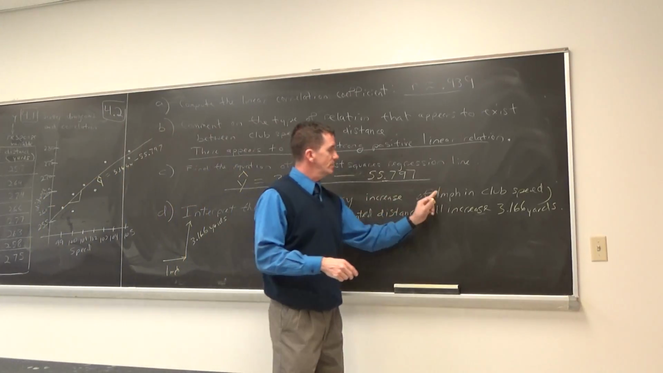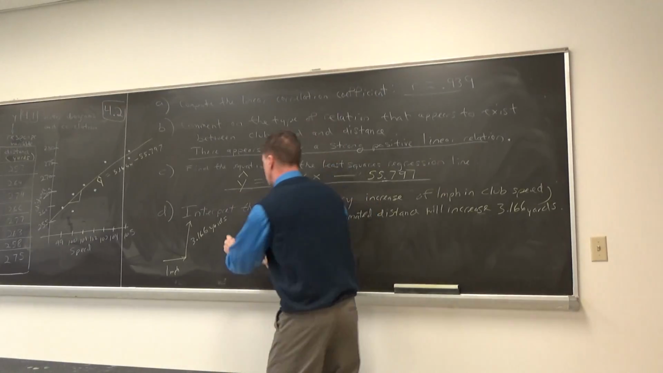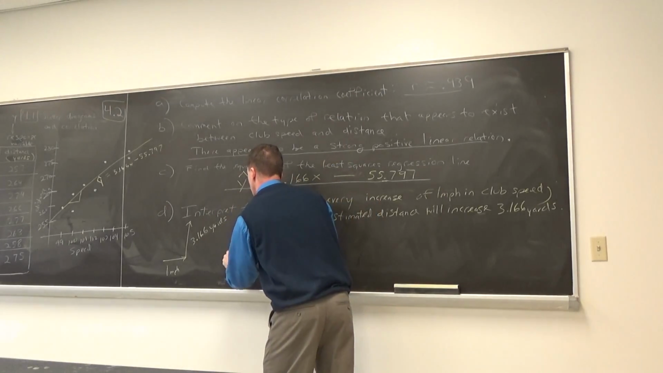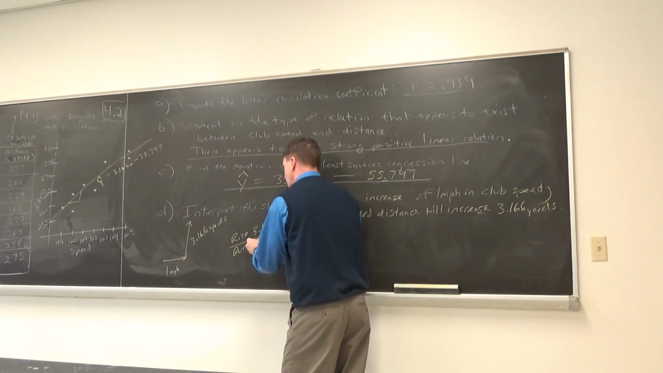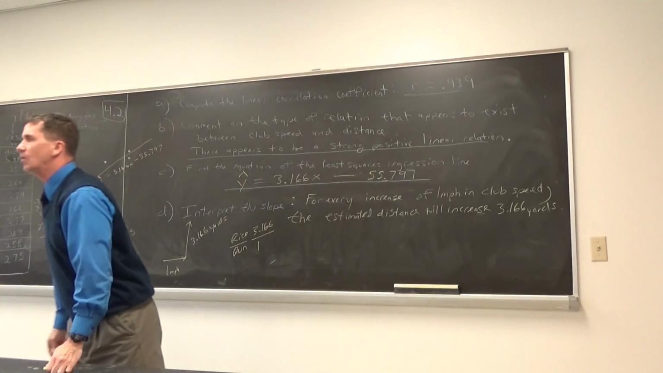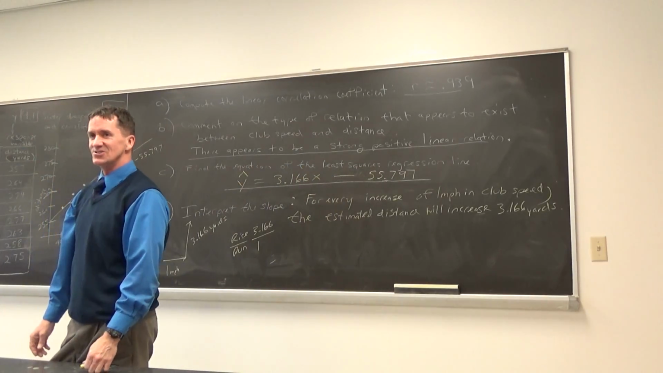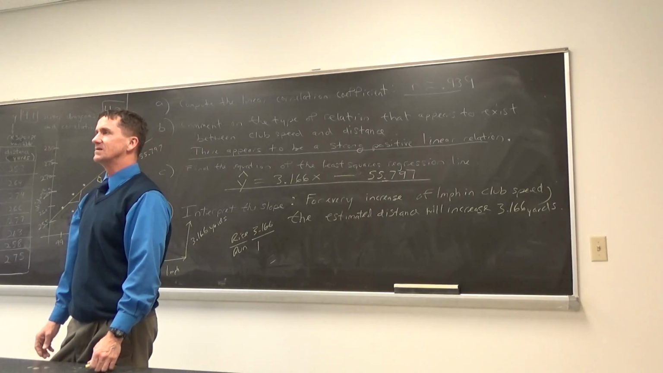For every increase, you can always use 1 in that direction. Because then when we're saying rise over run, for slope, you've heard that before. The rise is 3.166. The run is just a 1. So can I always use a run of 1? Sure you can. Is that okay with that?